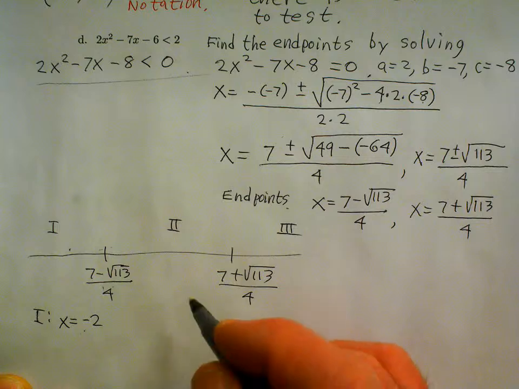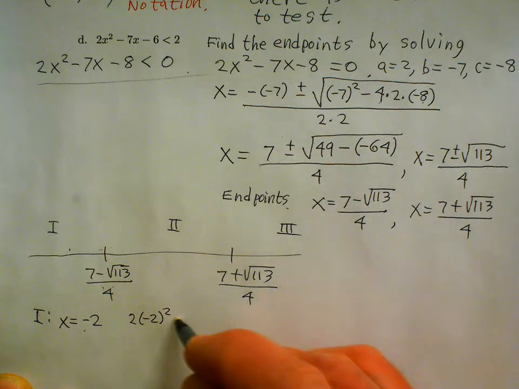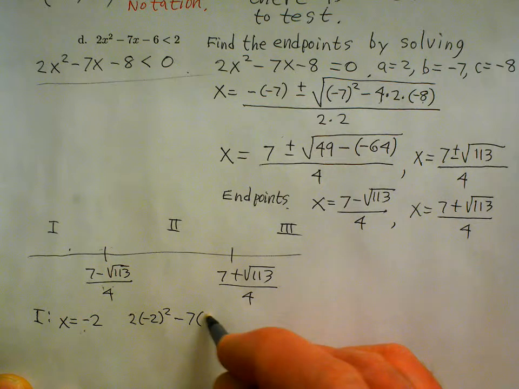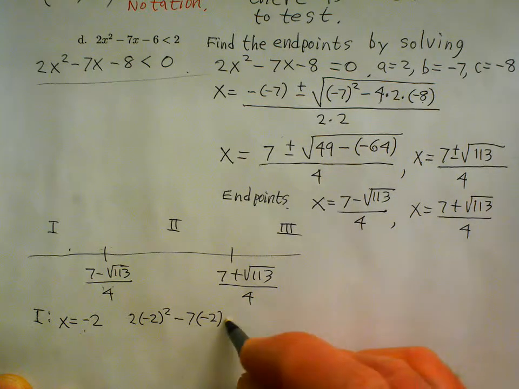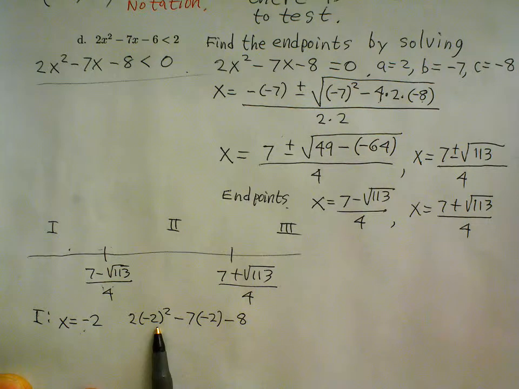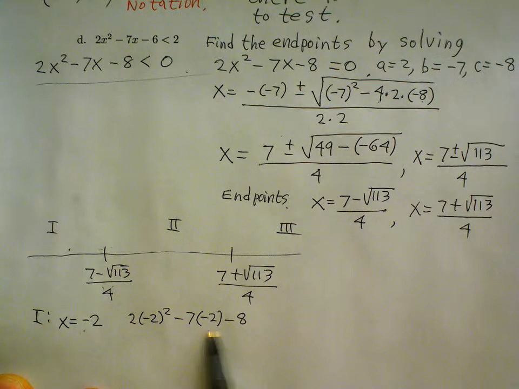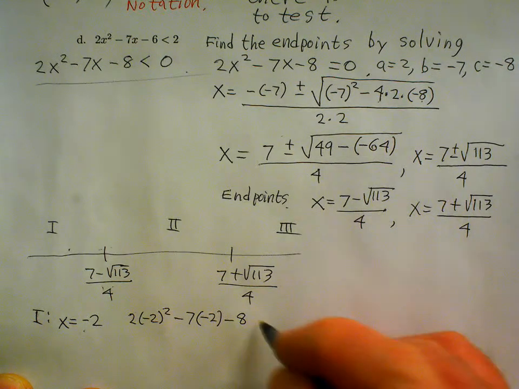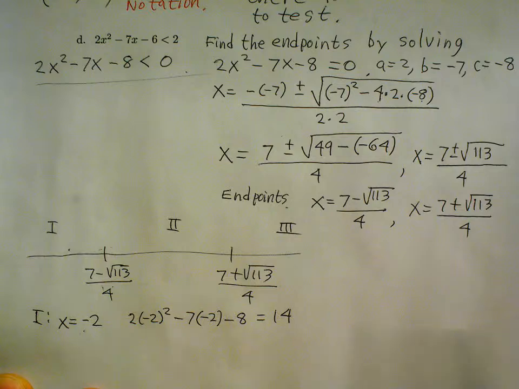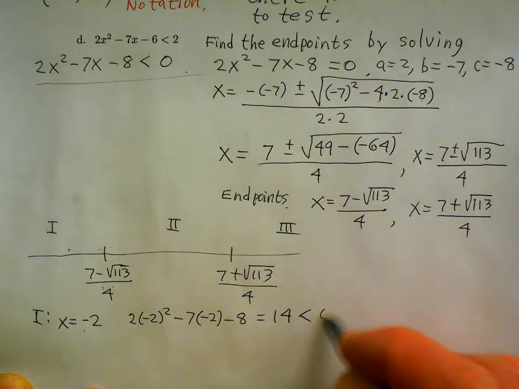replace x with -2, we get 2 times the number -2 squared minus 7 times -2 minus 8. And then do the arithmetic. The number -2 squared is 4. 2 times 4 is 8. 8 plus 14 is 22. 22 minus 8 is 14. But the inequality is less than 0. So 14 less than 0 is false.